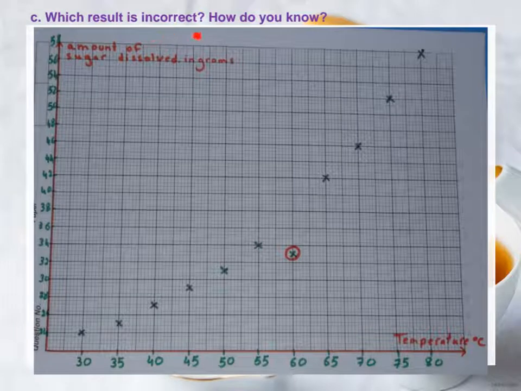Which result is incorrect? How do you know? At 60 degrees, the amount is 33. This value is incorrect because it's out of the pattern.